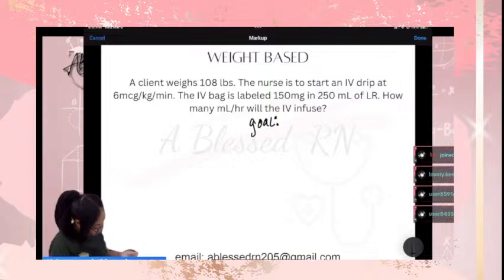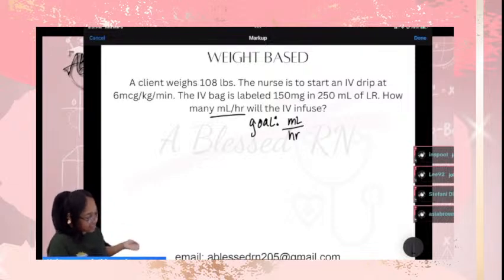Okay, so first of all, we need to find our goal. What is the question asking me to find? It's asking me to find how many mLs over hours. Okay, so is lactated ringers an isotonic, a hypertonic, or a hypotonic solution?